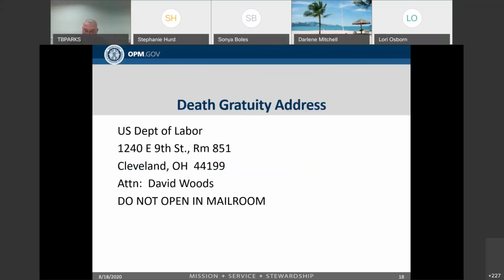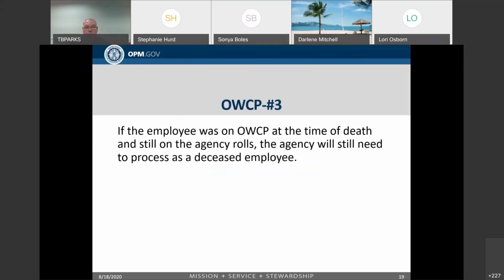OWCP has requested that this address should be used to apply for the death gratuity benefit. So this is an address for Cleveland, Ohio that you would use. And if the employee was on OWCP at the time of death and still on the agency rolls, the agency will still need to process the case for the individual as a deceased employee. So the 365 days, if the person was still in a non-pay status as an employee for 365 days, that person would still be considered an employee.